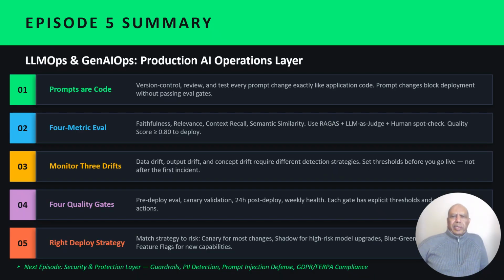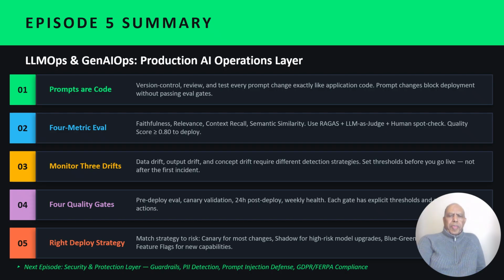Now let's land the plane. 5 things to take away from today. Number 1: prompts are code. Treat them that way, full stop. Number 2: evaluate on 4 metrics, with a composite quality score of 0.80 as your production threshold. Don't deploy below that.